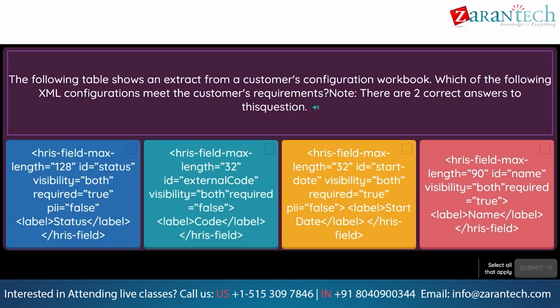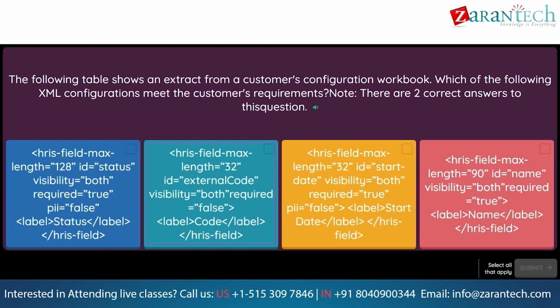Question: the following table shows an extract from a customer's configuration workbook. Which of the following XML configurations meet the customer's requirements? Note, there are two correct answers to this question. Option 1: hris-field max-length=128 id=status visibility=both required=true pii=false, label: status.